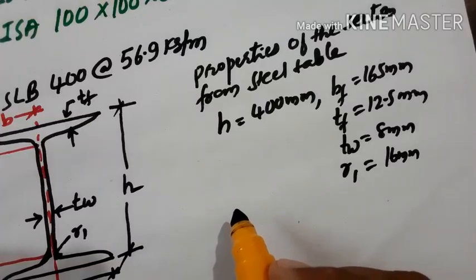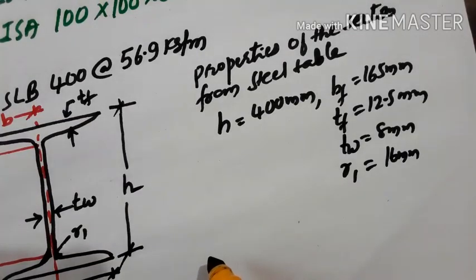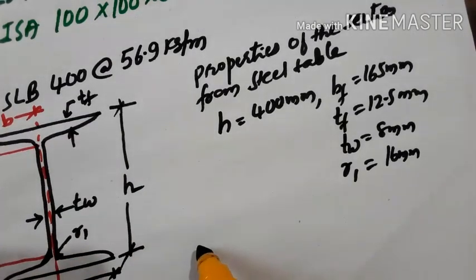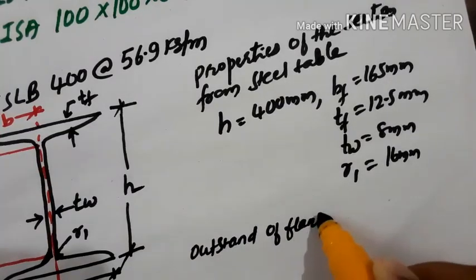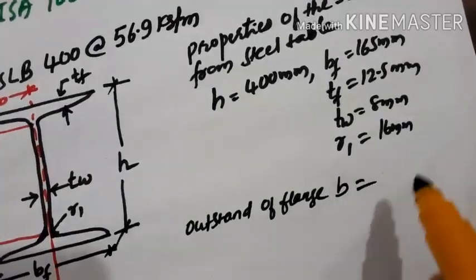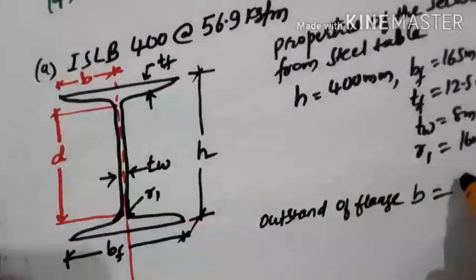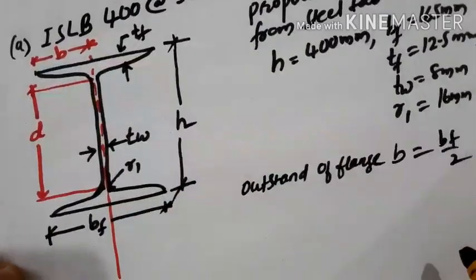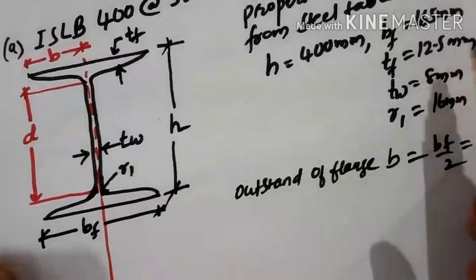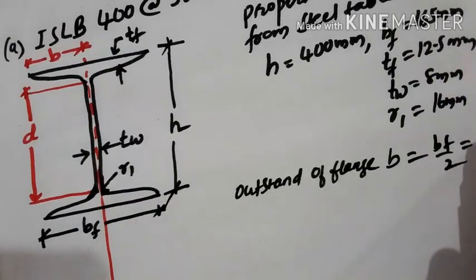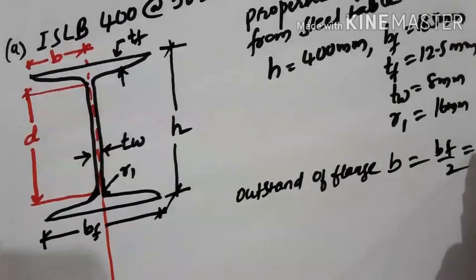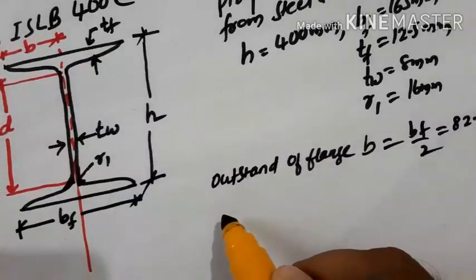For that, outstand of flange, that is B equal to this one. This will be the outstand of flange B. We have to take this B, that will be BF by 2. Then how much you will get? 165 by 2, you will get 82.5 mm.